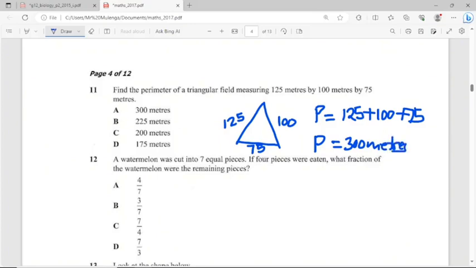So let's check on the options. Where do you have a 300? It's right here on A.